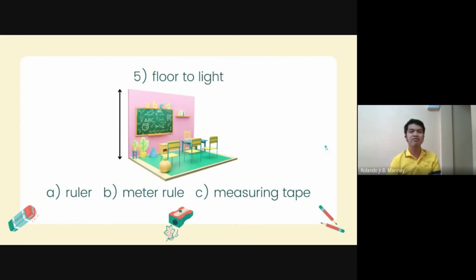Next, number 5, floor to light. That is the floor to the ceiling. Floor to the ceiling, floor to light. Wow, very fast, Padget. Is it A, B, or C?